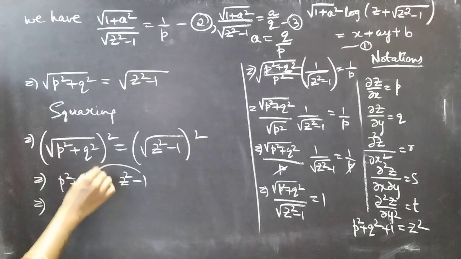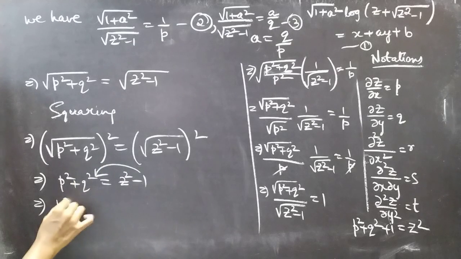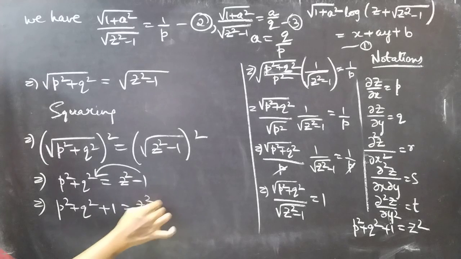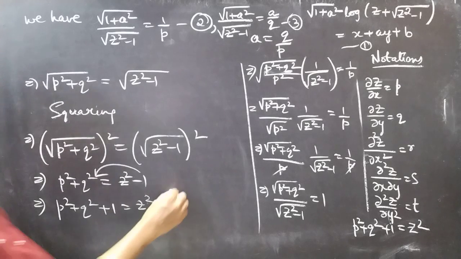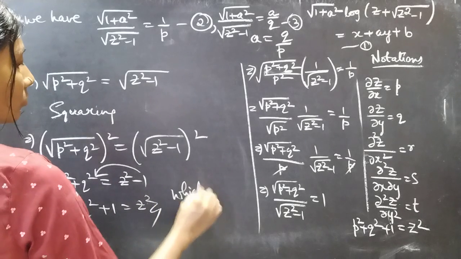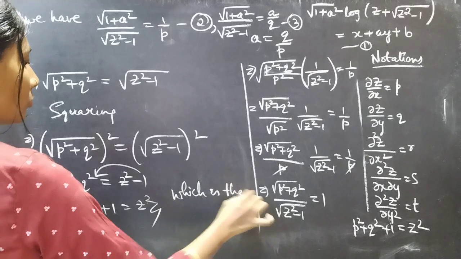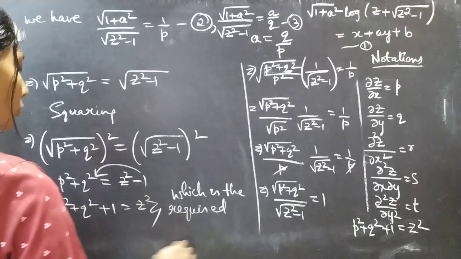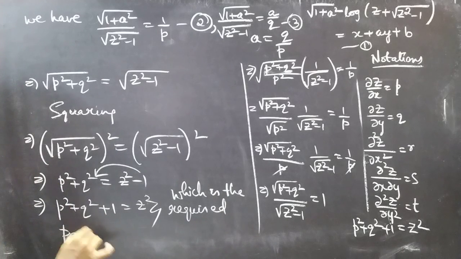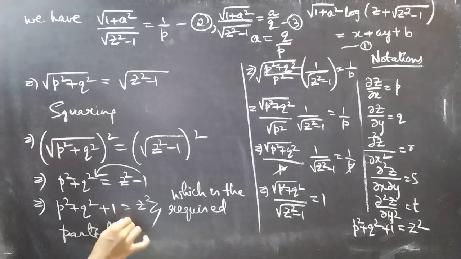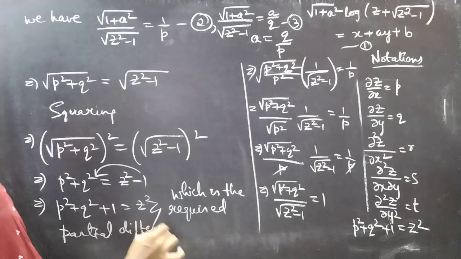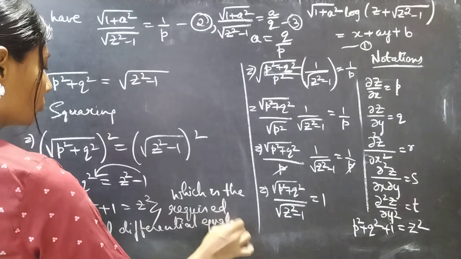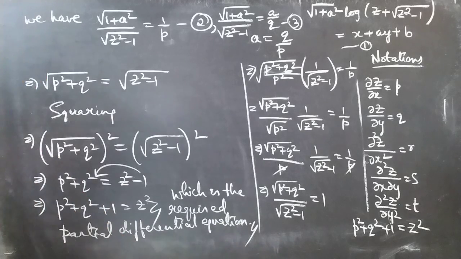Now bring this 1 to LHS, we'll get p square plus q square plus 1 equal to z square, which is the required partial differential equation. This completes the problem.